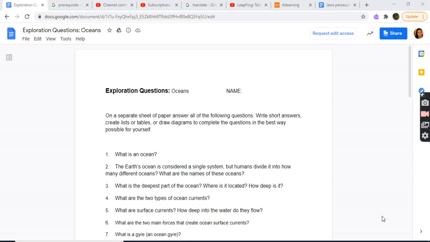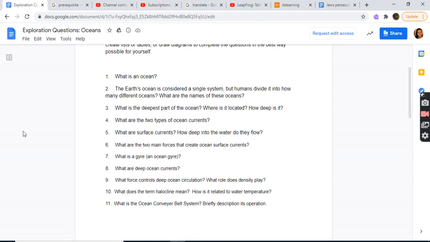Today we're going to be talking about the exploration questions, which is called oceans. On a separate sheet of paper, or Word doc, answer all of the following questions. Write short answers, create lists or tables, or draw diagrams to complete the questions in the best way possible for yourself. What is an ocean?